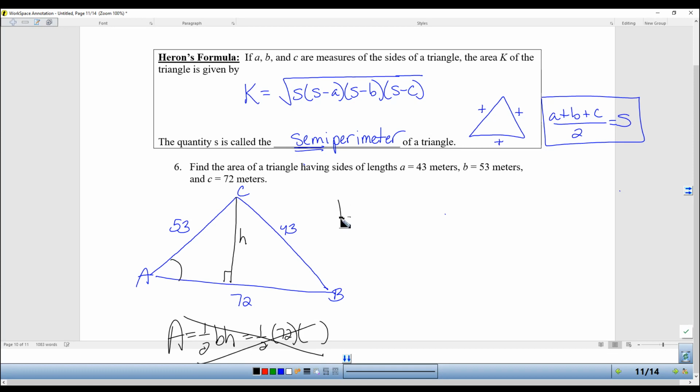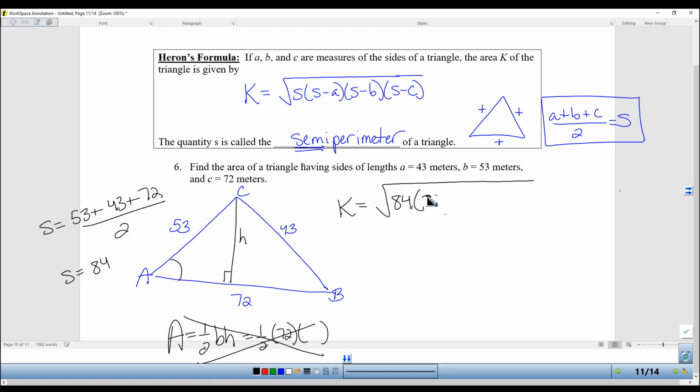So awesome Heron came up with this formula. All you have to do is find the semi-perimeter. So if you do A plus B plus C, and then you divide that by 2, you will get 84. Now that I know the semi-perimeter, I can just plug it right in here. 84 times 84 minus 53 times 84 minus 43, the order doesn't matter, and then 84 minus 72. There you go. That's Heron's formula.